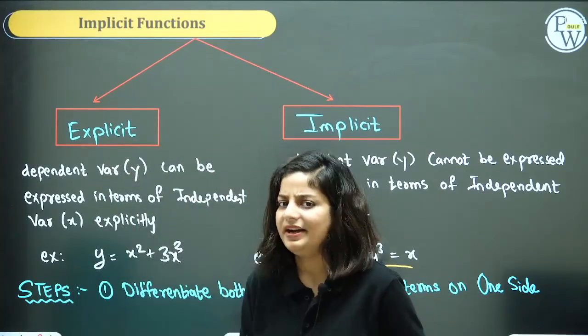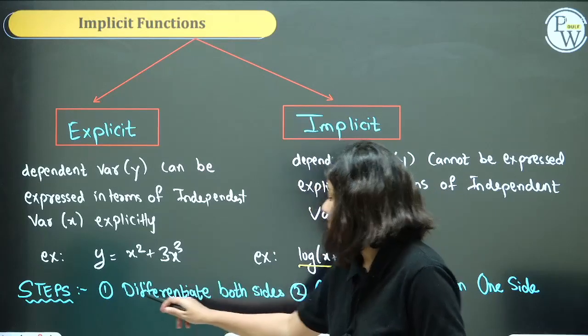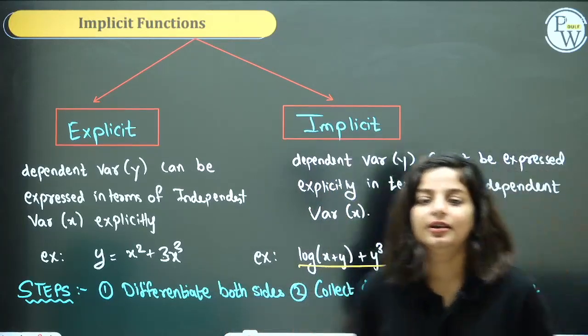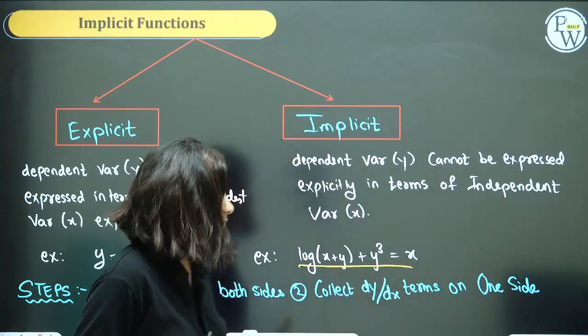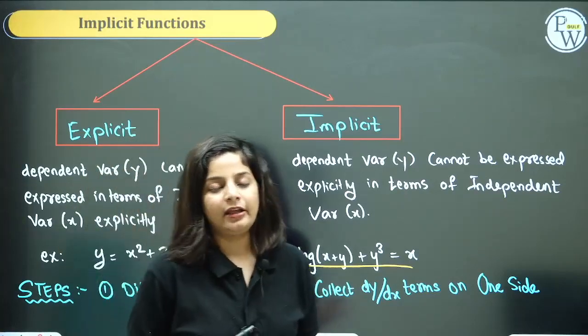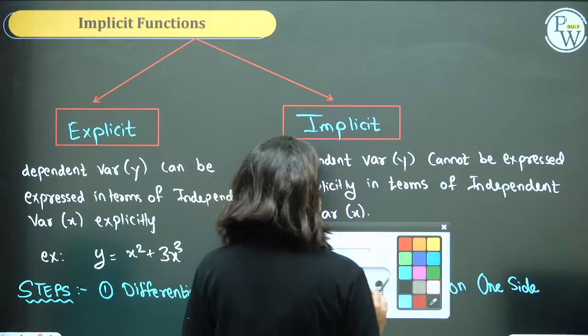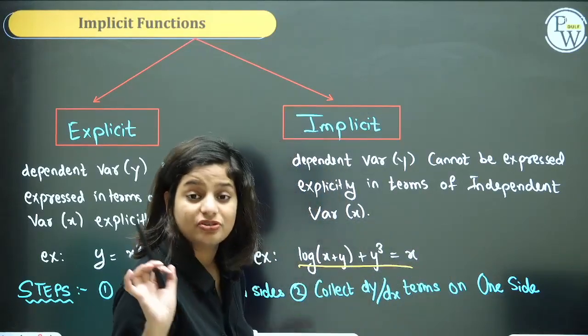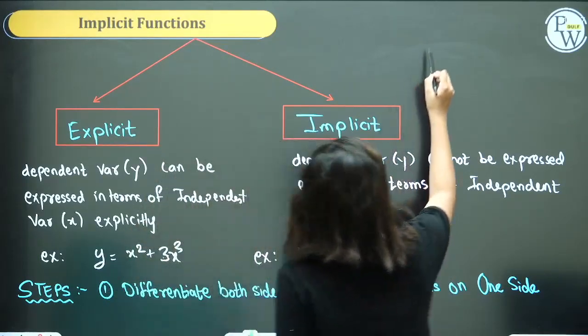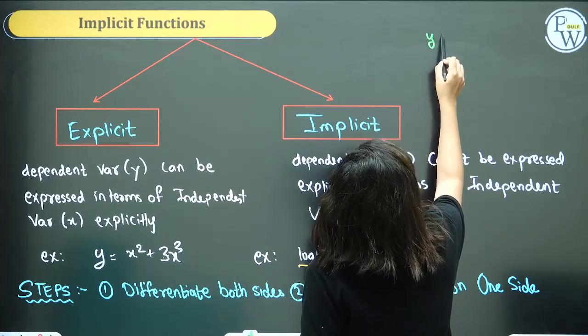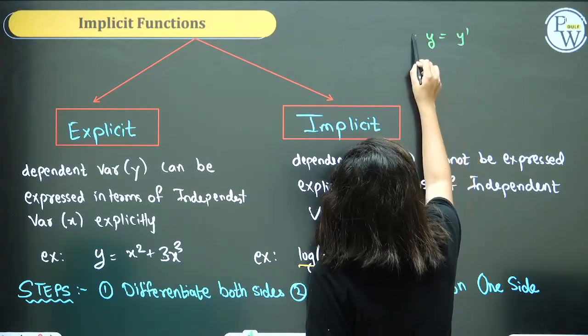How to find the derivative? Very simple. Just differentiate both sides and take all the dy by dx terms on one side. That will take care of all the questions of implicit functions. The only thing that you must remember very well in case of an implicit question is that the derivative of y is y dash.